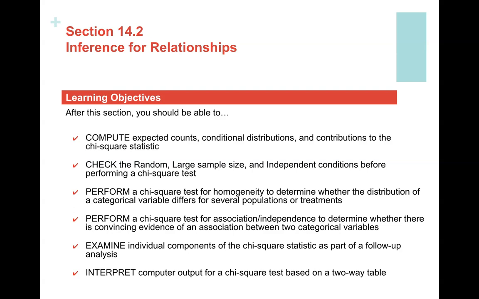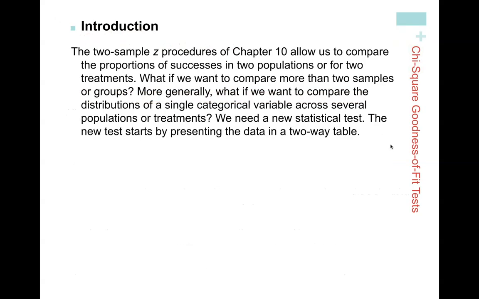Finally, we're going to examine individual components of the chi-square test statistic as the FU analysis. Yes, you heard that right, I'm calling it the FU analysis. And lastly, we're going to interpret computer output. Computer output is so nice, especially Minitab output, because all your calculations are right there in front of you. It's even labeled. It's almost impossible to get it wrong with Minitab output. Okay, so let's get started with two-way tables.